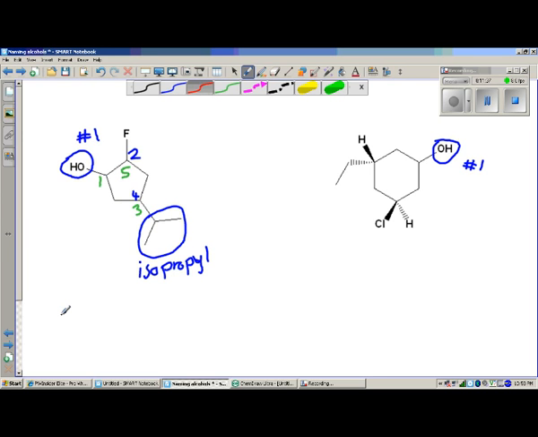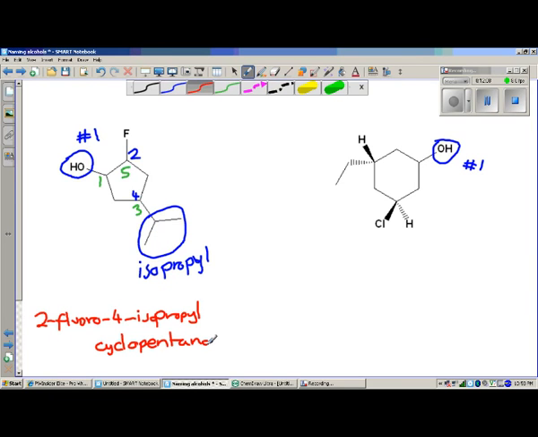Let me see if I can write that out. We said that was 2-fluoro, okay, 4-isopropyl. I'm just going to write this out underneath here, simply to prevent myself running out of room. Cyclopentanol.